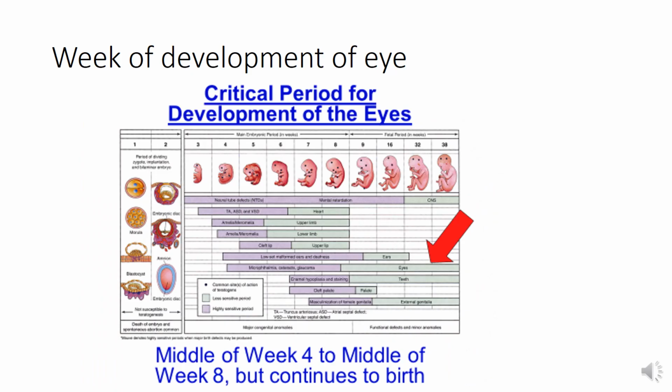The eyes start developing in the middle of the fourth week till the middle of the eighth week. This is the time when most of the structures develop, but some structures continue to develop till birth, and the lens continues to develop for life.